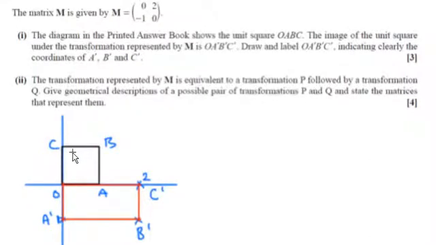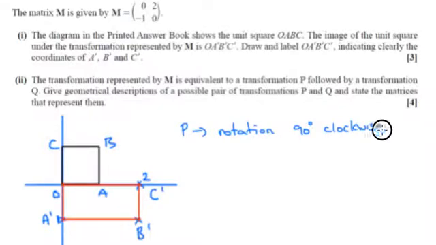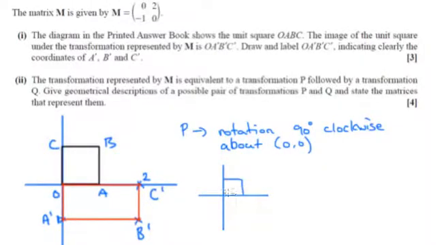So if we rotated the unit square down here first, so a rotation, I reckon P is a rotation 90 degrees clockwise about the origin. And when that happens, if we draw a little sketch, C's here and A's here.